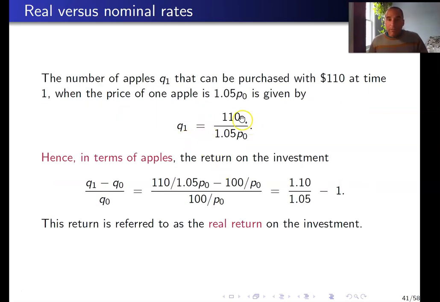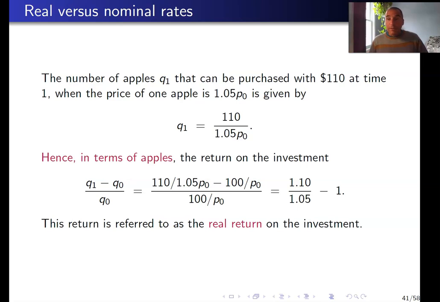At the end of the year you have $110. Now the price of an apple is not P0 anymore, it's 1.05 times P0. So the quantity of apples you can buy at the end of the year with the return on your investment is 110 divided by the new, inflated price of apples. In terms of apples, the return on your investment, an apple is real. An apple exists, you can touch it, it's real.